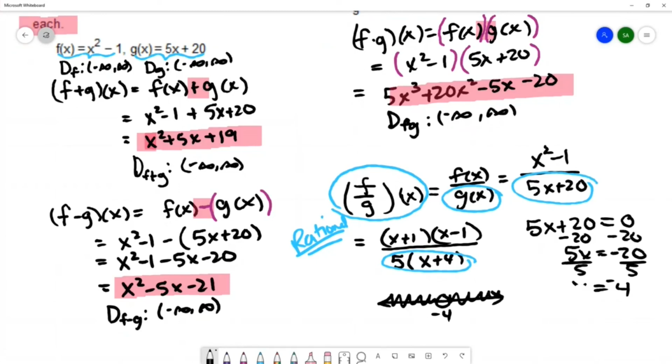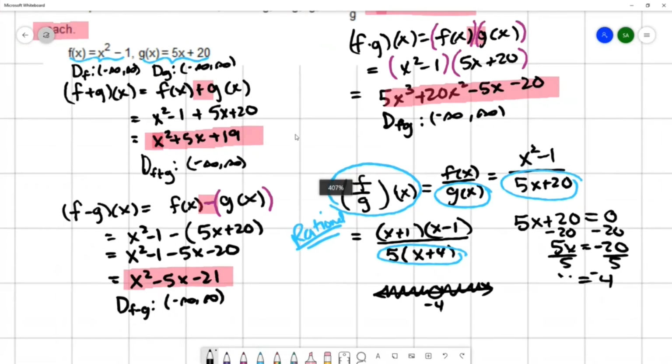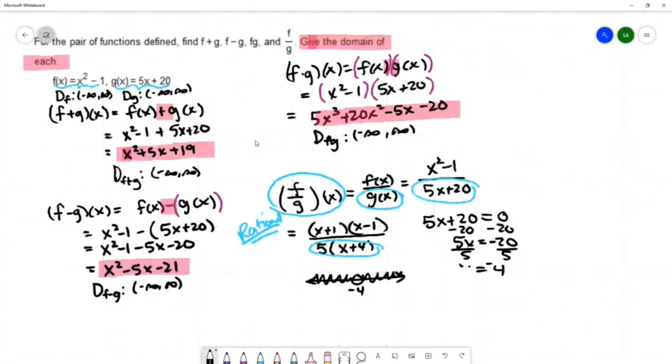Let me zoom out so I'm not losing part of my question here. Our interval notation will be negative infinity to negative 4, union with negative 4 to infinity. And that's the domain of f over g.